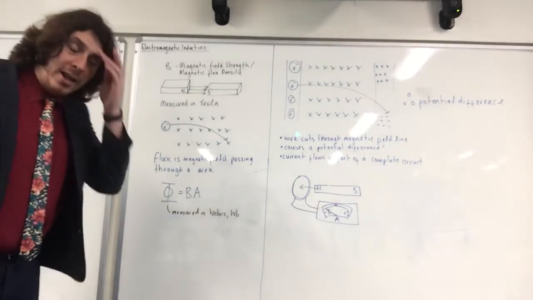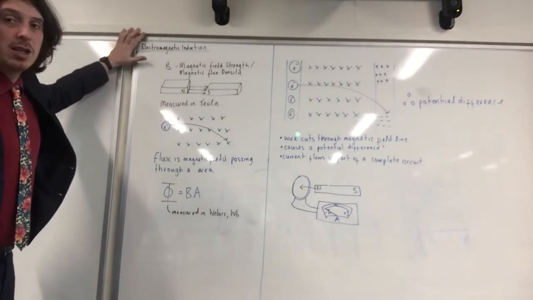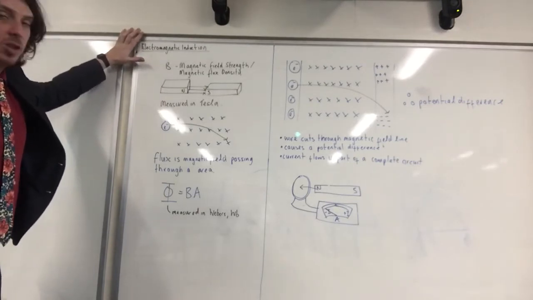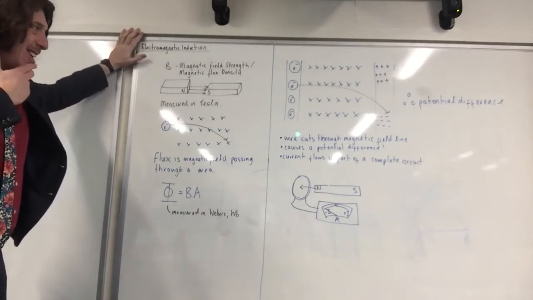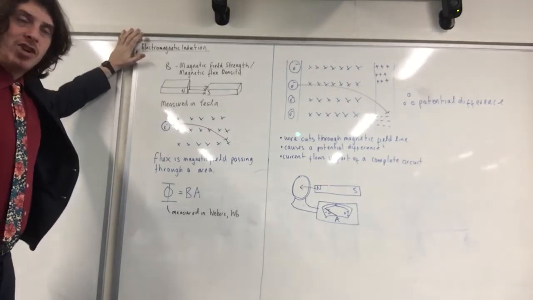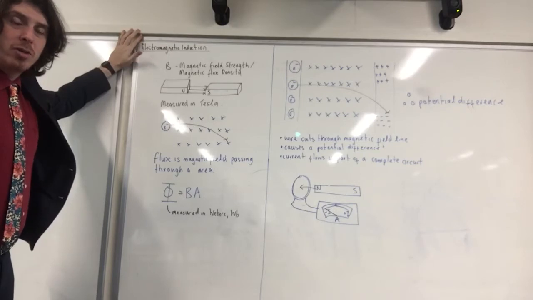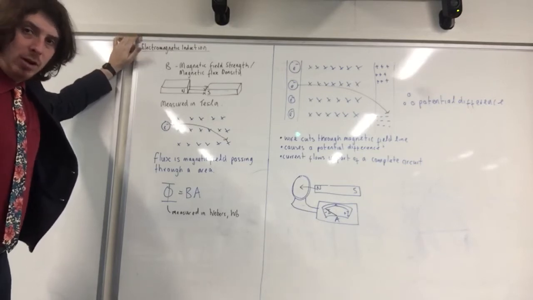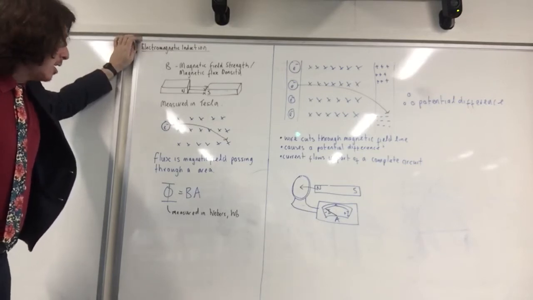Okay, so what we're going to look at now is electromagnetic induction, which is a method of generating electricity. You may already be aware that a generator in a power station comprises spinning magnets. We'll have a look at spin later on.